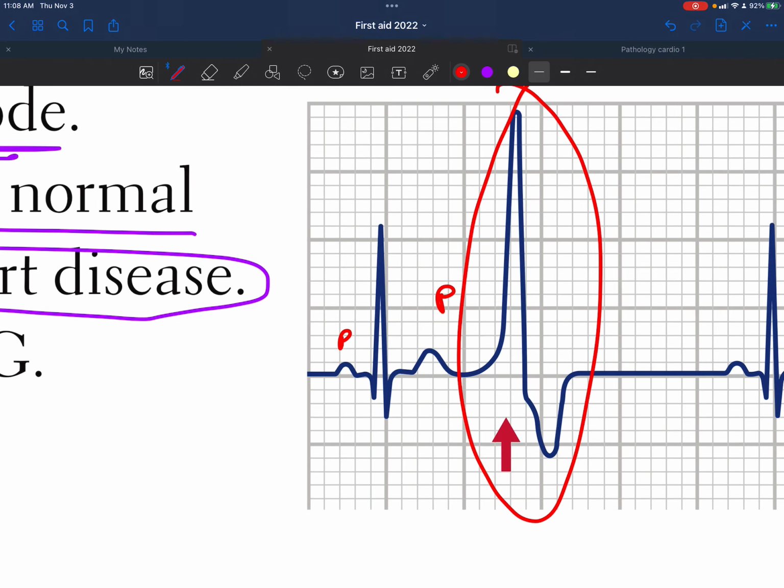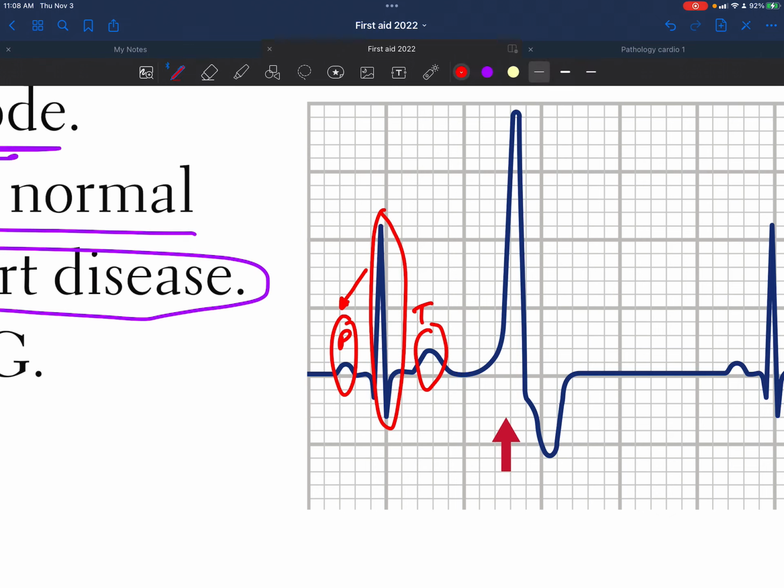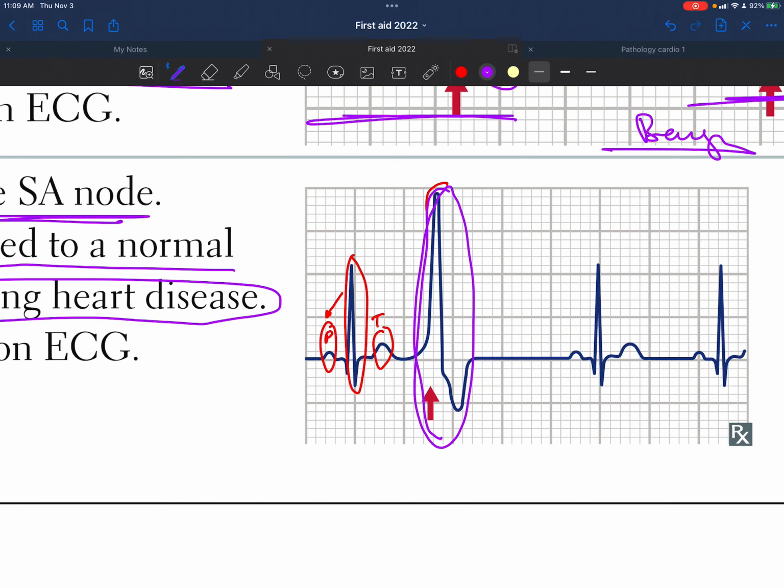So what is happening here? This P wave is normal. This is due to the SA node, and this QRS is the contraction of the ventricle due to this SA node from the atria, and this is the T wave, that is the repolarization of the ventricles. But this whole QRS thing is just the ectopic beat of the ventricle.